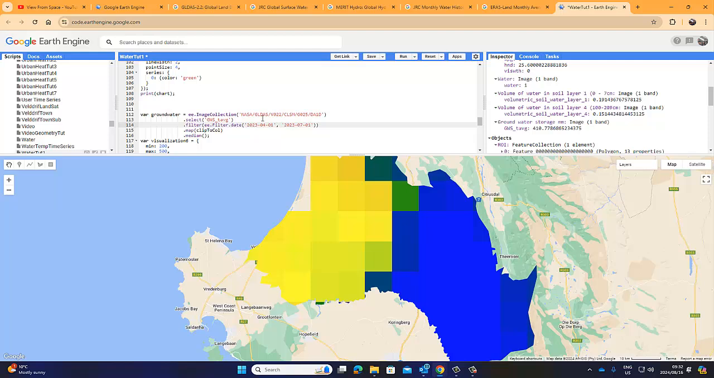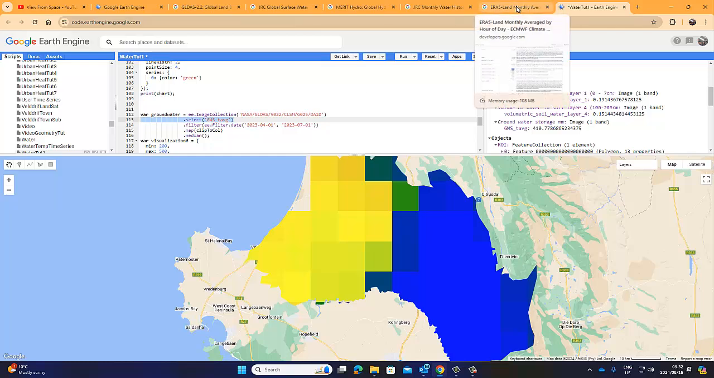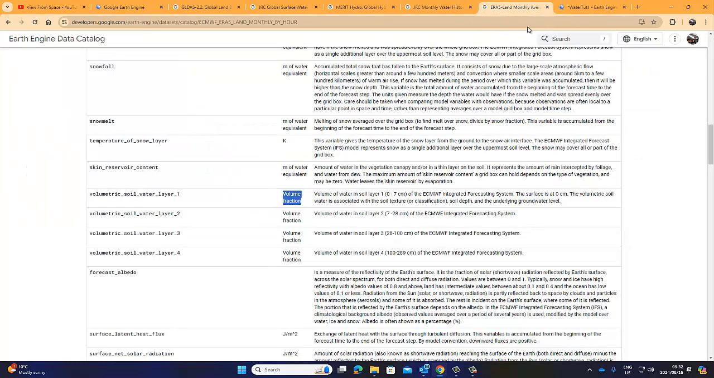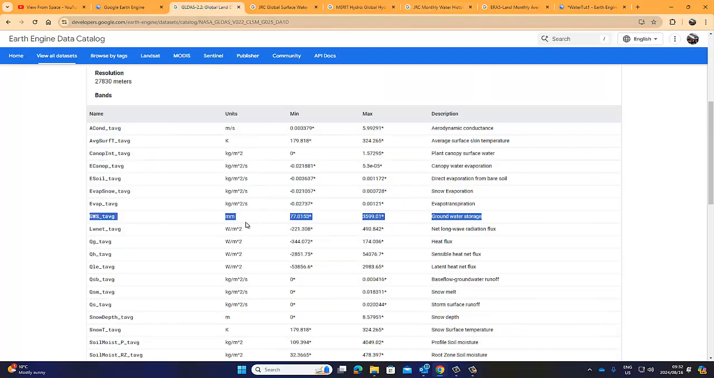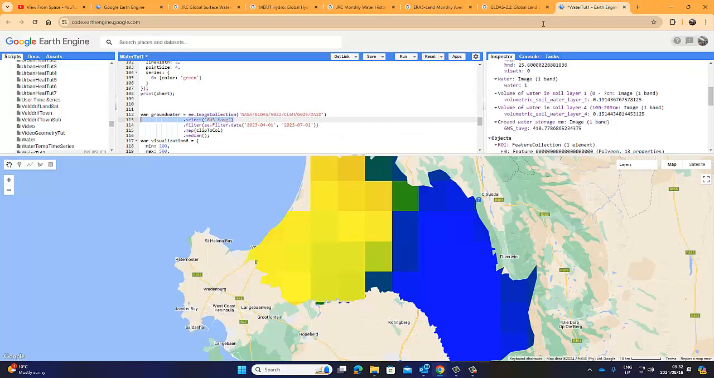Okay, so it's an image collection. My ID, the dataset ID, and the band that I'm going to select, GWS_T_average. Sorry, where is it now again? There we go. GWS_T_average. Let me just move it to where my script is.